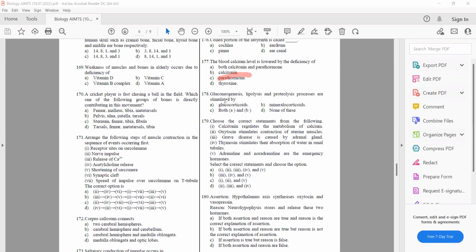Next question. Gluconeogenesis, lipolysis, and proteolysis are stimulated by glucocorticoids.